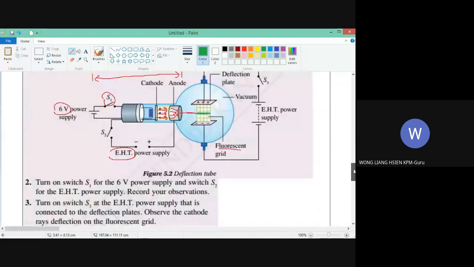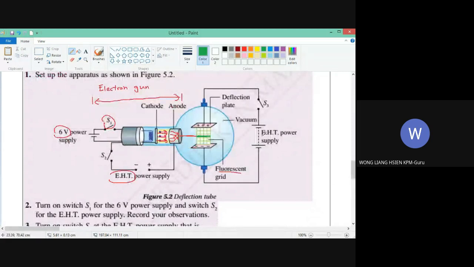What will happen? You see, this switch number 3 is connected to the EHT power supply, and this side is positive, this side negative. This side is connected to a deflection plate. The deflection plate is basically just a piece of metal plate. So there's a plate on top and another plate at the bottom of the fluorescent grid. When you turn on switch number 3, the plate at the top will become positively charged and the plate at the bottom negatively charged.